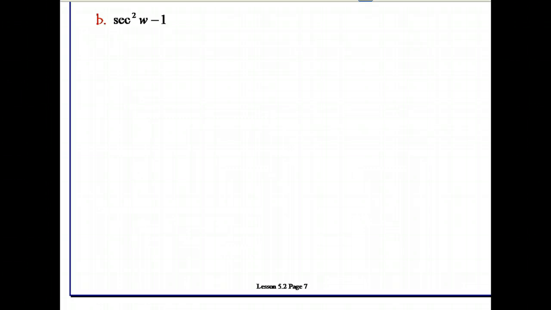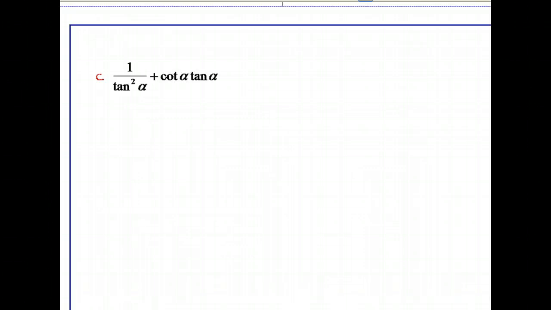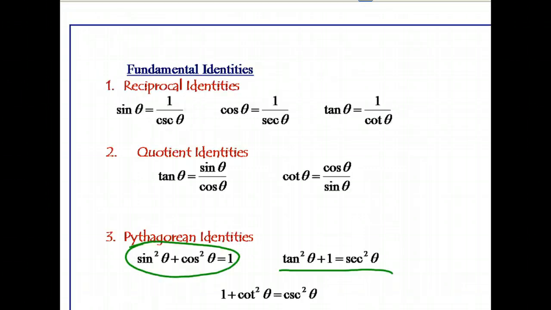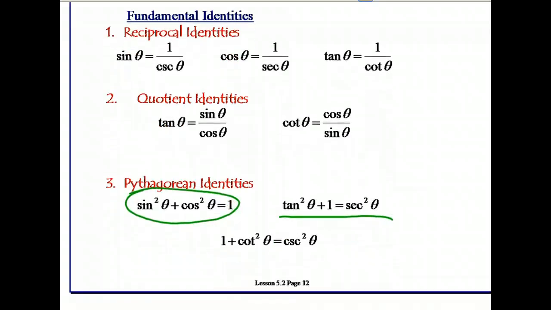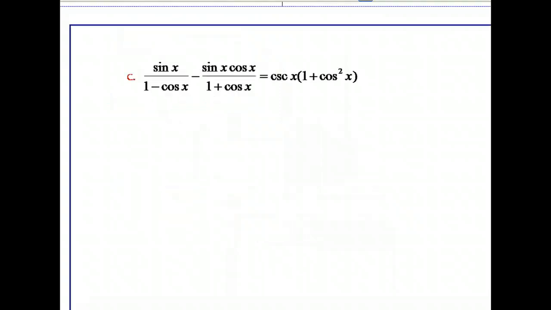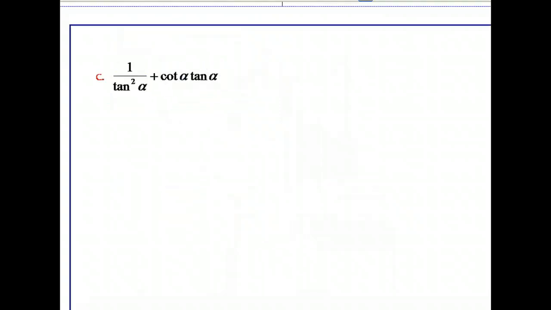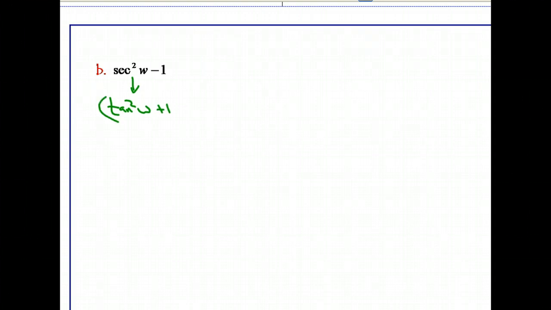Secant squared minus 1. And again, those squares are always a good hint. So let's look back at those Pythagorean identities. Here's one with secant in it, right here. Secant squared is tangent squared plus 1. You can do some algebra on it here, but I'm just going to keep that. So secant squared, I'm going to take out the secant squared, and the secant squared is the tangent squared plus 1. I'm going to sub that in.